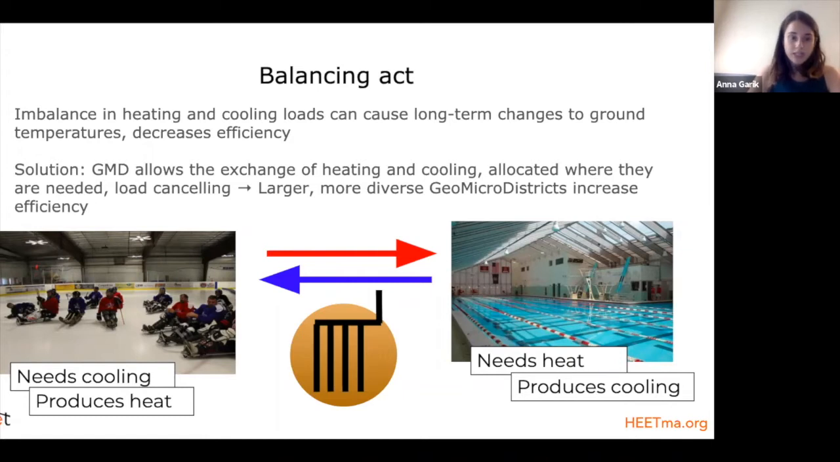One cool solution to this is that in a geomicrodistrict, you can have the exchange of heating and cooling. For example, an ice hockey rink wants to be cold, they want to get rid of their heat, and then a pool wants to be warm and they want to get rid of their cold. So those two loads can go to where they're most needed, and they cancel each other out. You don't need to put anything into the ground. This makes geomicrodistricts scalable, because as they get bigger and bigger, there are going to be more heat sinks and heat sources incorporated, and there's more of this load canceling.